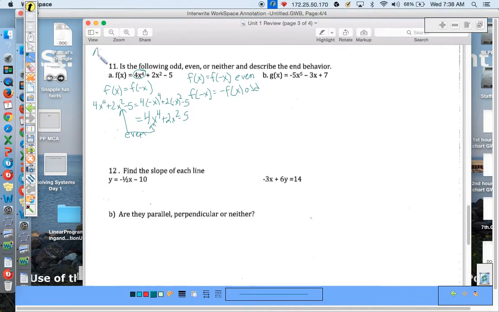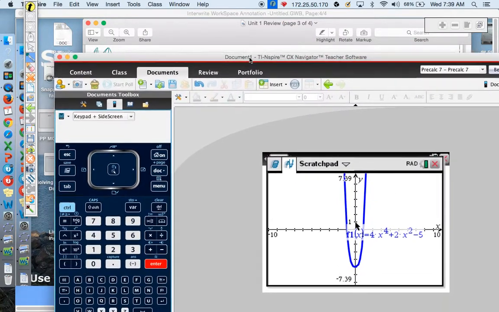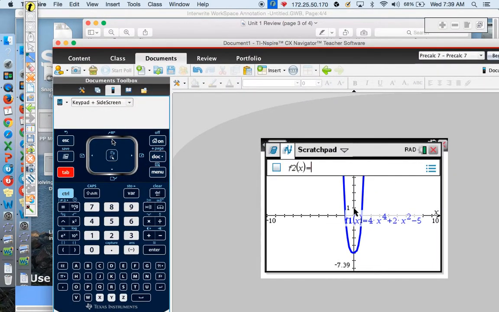So our end behavior, that's where we fill in the blanks. As x goes to infinity, what does y go to? As x goes to negative infinity, what does y go to? Well, they're both going up, so they both go to positive infinity. This next one, it looks odd, and we can graph this as well.